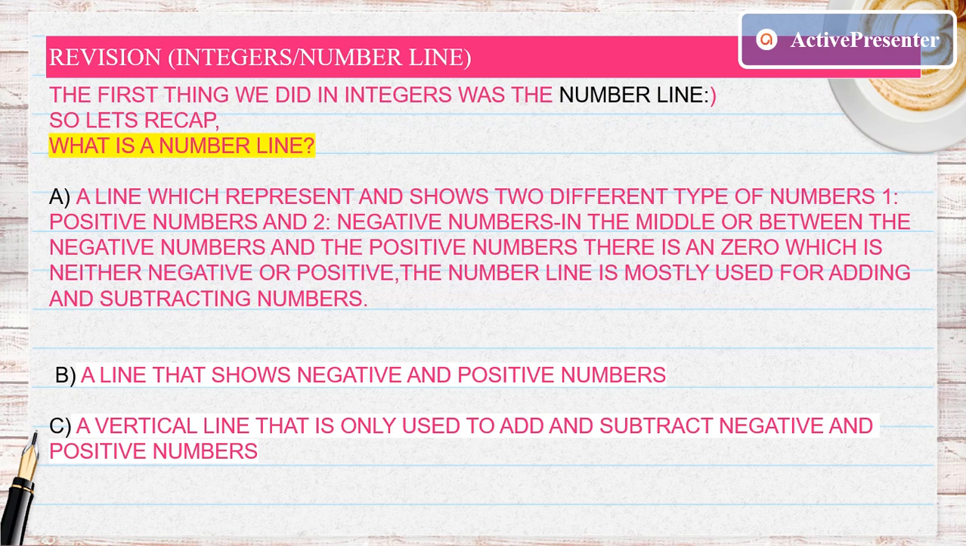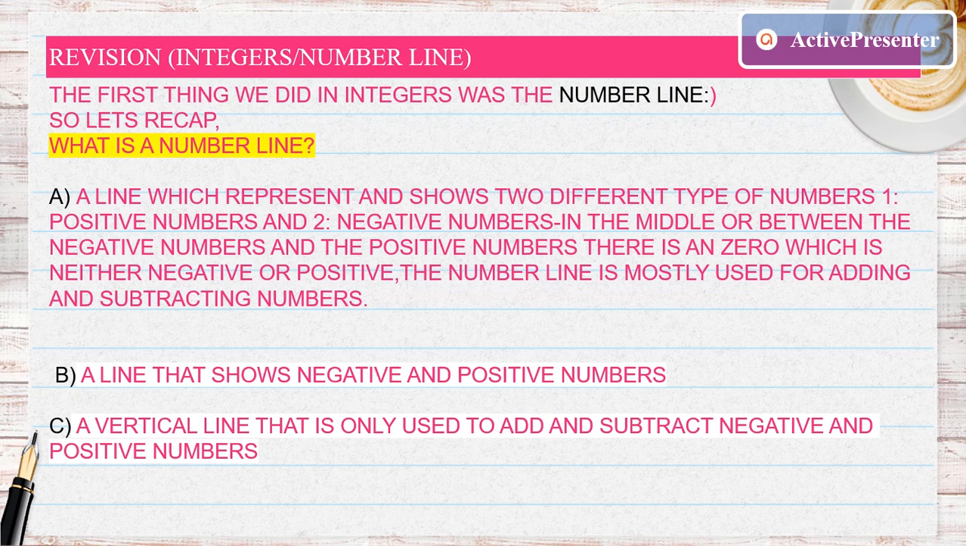The second option is B, a line that shows negative and positive numbers. The last and final option, C, a vertical line that is only used to add and subtract negative and positive numbers. Let's revise what I taught you in the number line video.